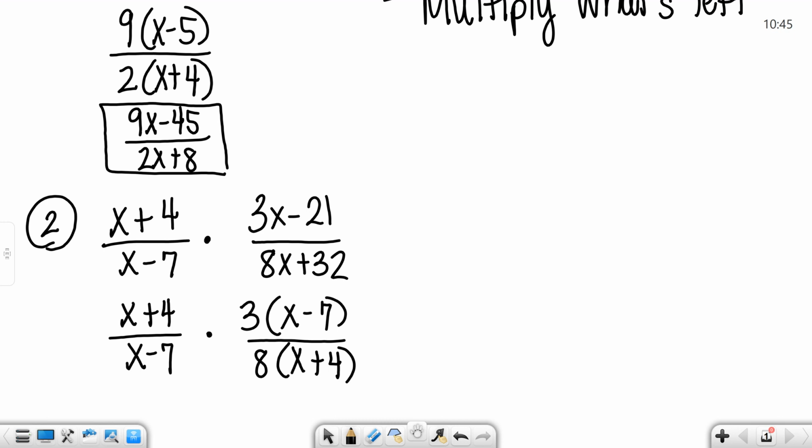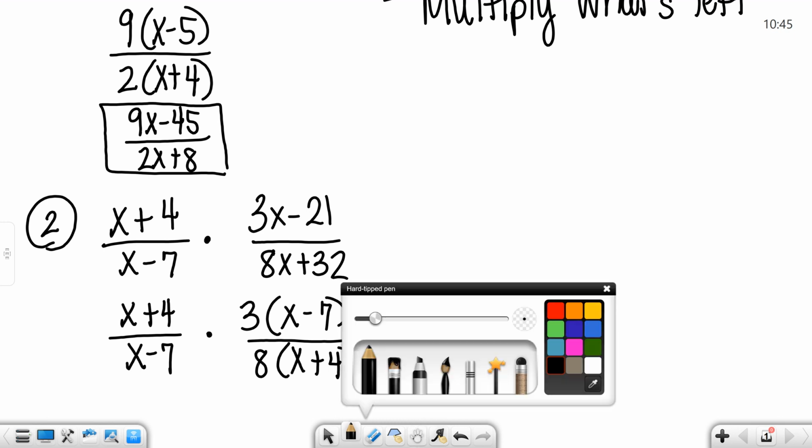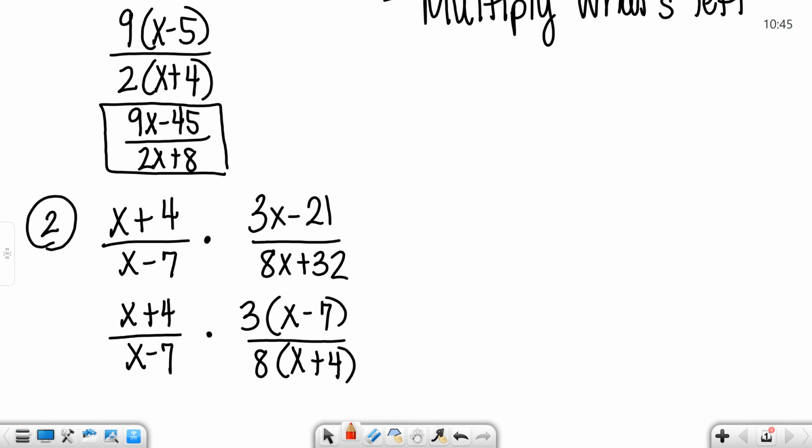Now, after I factor, it says that we are supposed to divide out any common factors. Well, I have an x plus 4 in the numerator and an x plus 4 in the denominator. That divides to give me 1. I have an x minus 7 in the denominator and an x minus 7 in the numerator. That gives me 1. So then the last thing it says to do is multiply what's left.